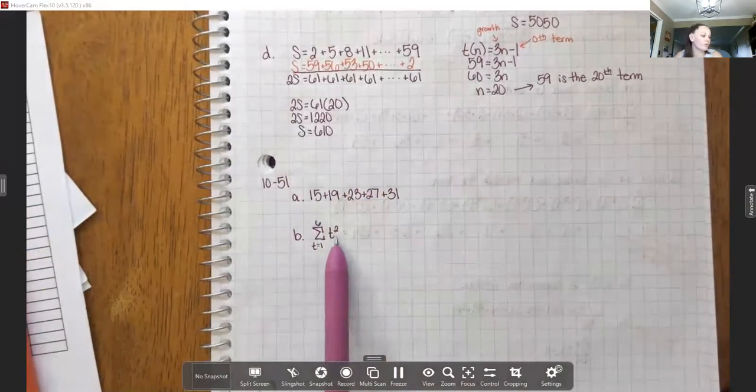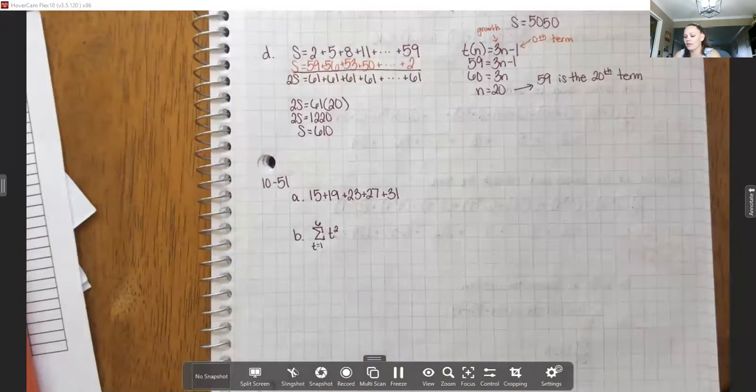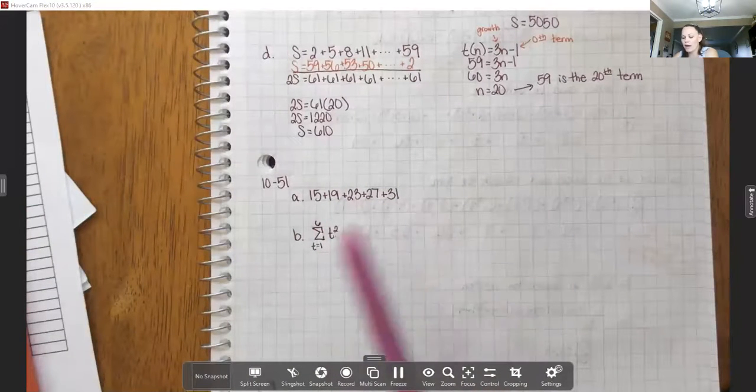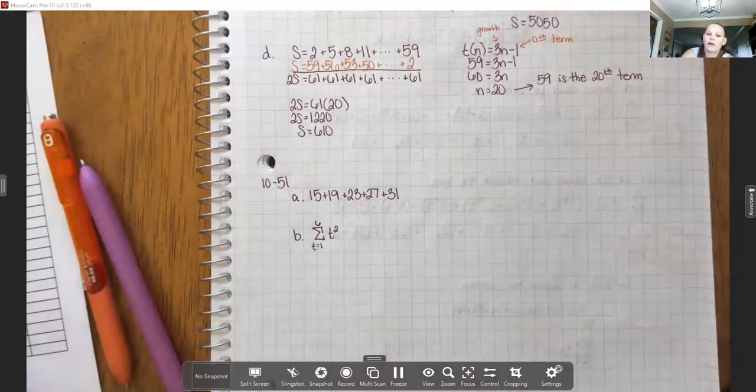And B wants you to write out the series and calculate this sum. So if you're stuck on A, try B. I'm going to give you guys, I don't know, maybe a minute or two to actually try them to see where you're getting stuck and what parts you're able to get to.